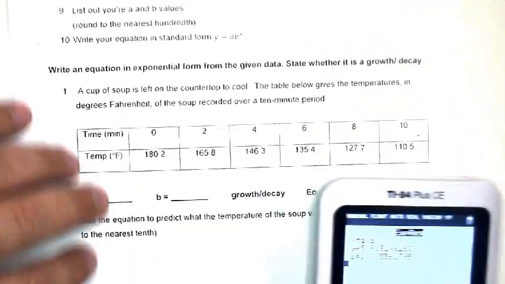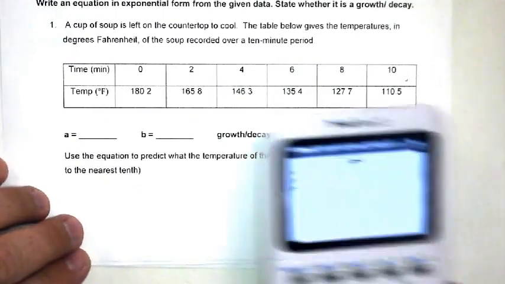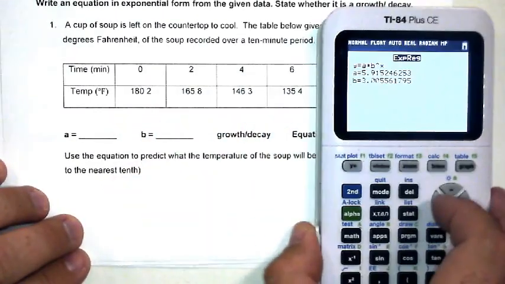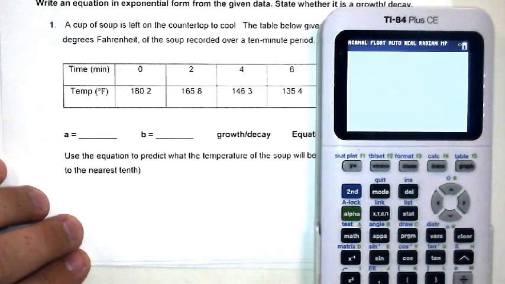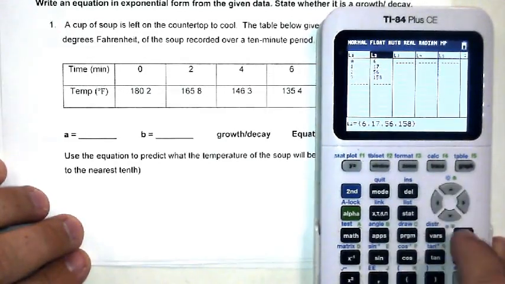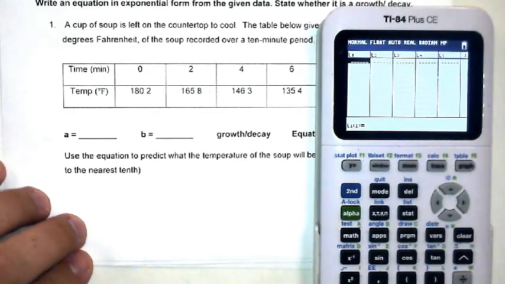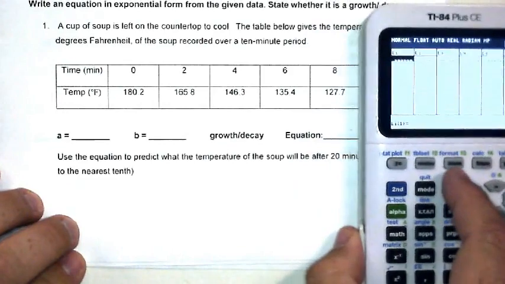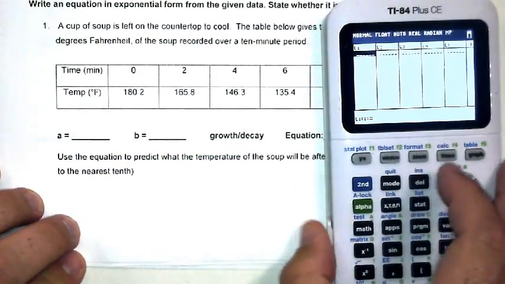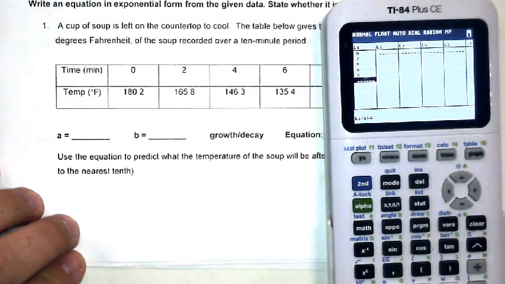Okay, so let's try on this first one. All right. So we're going to input our values into our table. So I go to Stat, Edit. Remember to clear all your values. You can just scroll up to L2, L1, hit Clear, and then down arrow, and then it just clears the table for you. I'm going to do 0, 2, 6, 8, 10. 0, 2, 4, 6, 8.